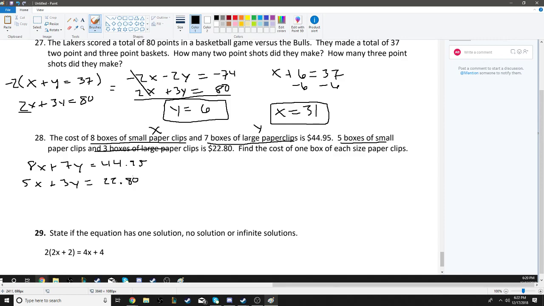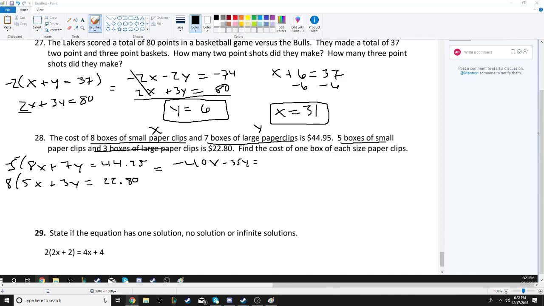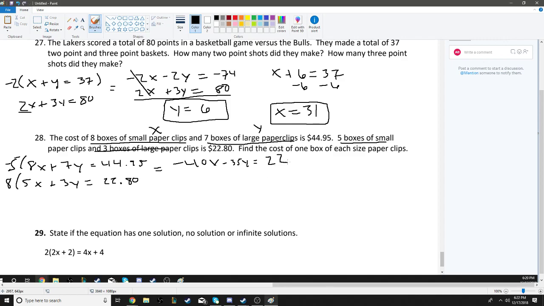Find the cost of 1 box of each size of paper clips. So I take the numbers in front and I flip and multiply, guys. This is going to be a -5 and that's going to be an 8 because I want the signs to be different. So this will be a negative 40x minus 35y is equal to, I'm going to use a calculator for this one, $224.75. It must also be negative.